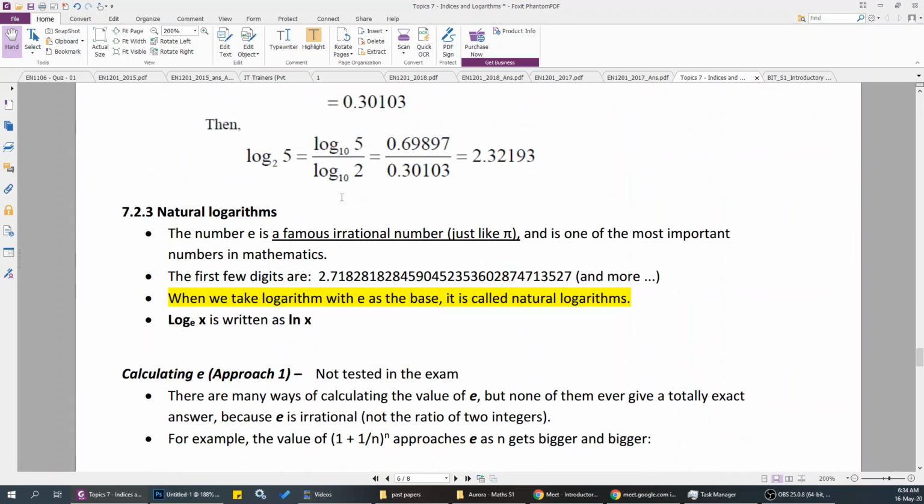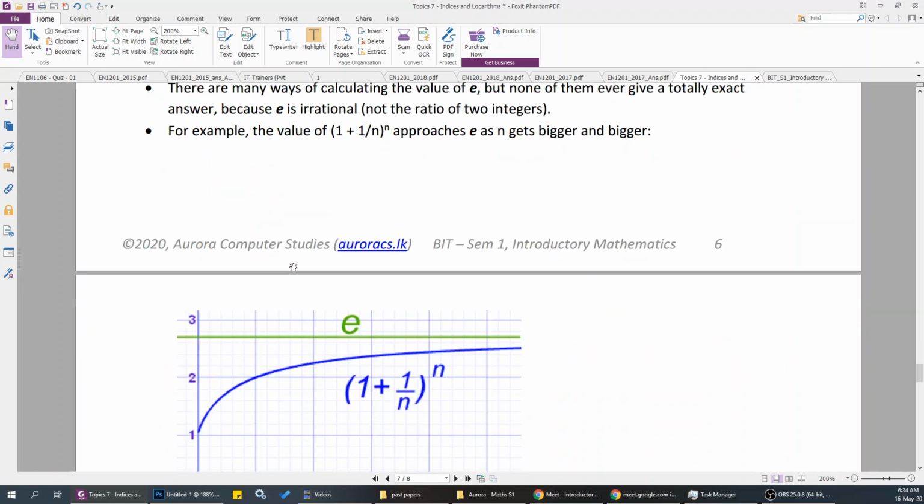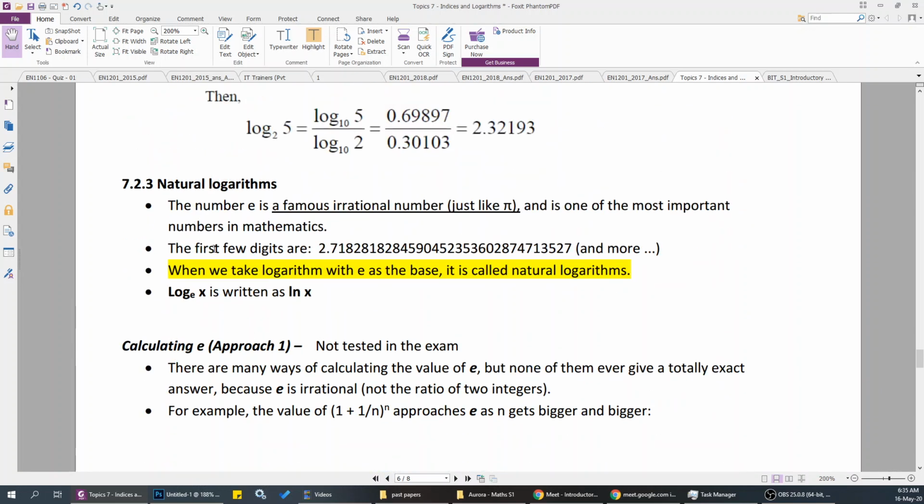Okay. Then we spoke about natural logarithms, and I also told you why it is a natural logarithm, and I emphasized the fact that the number e is an irrational number, so we do not have an exact number. And I taught you two different approaches for calculating the value of e, and it's not going to be tested in the examination, so you do not have to keep any of this in mind. Just remember that there is something called natural logarithms, and there is a number called e, and its value is approximately 2.718, and it goes on forever.